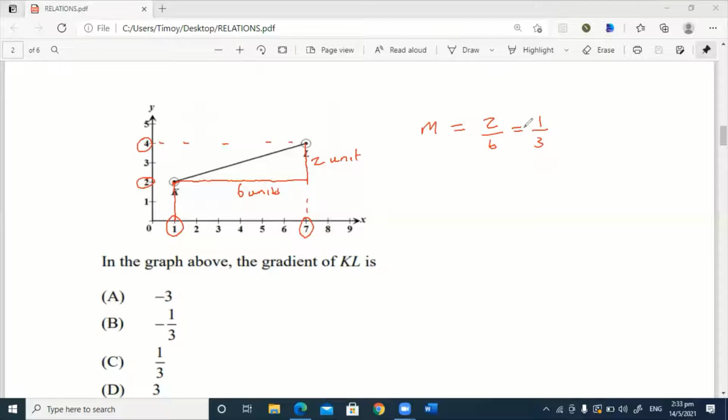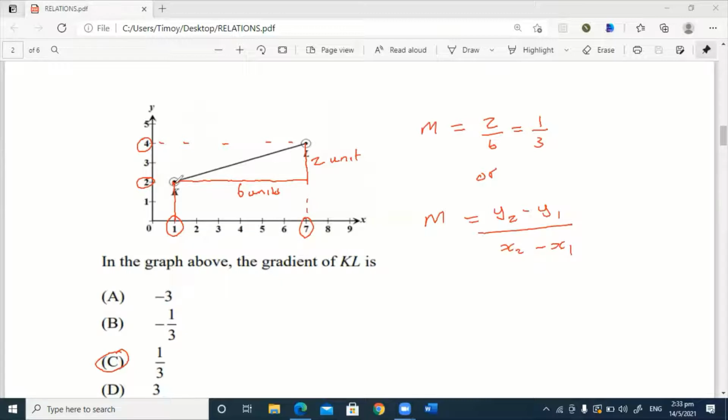So we can see that our answer is going to be C here. But that's one way of doing this problem. We could also use the points that were given, the endpoints of the line, to determine the gradient, where we'd use this formula to see that the gradient, which is m, is equal to y2 minus y1 all over x2 minus x1.